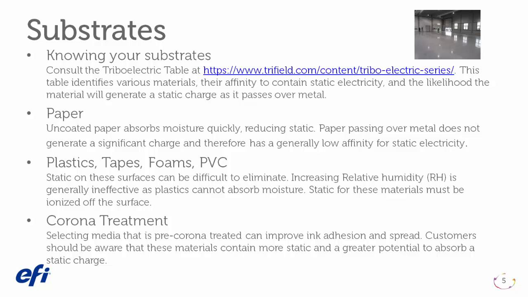Materials such as paper will absorb moisture quickly, reducing static. Paper passing over metal does not generate a significant charge and therefore has a generally low affinity for static electricity. Plastics, tapes, foams, and materials such as PVC contain static that can be difficult to eliminate. Increasing the relative humidity is generally ineffective, as plastics cannot absorb moisture. Static for these materials must be ionized off the surface.